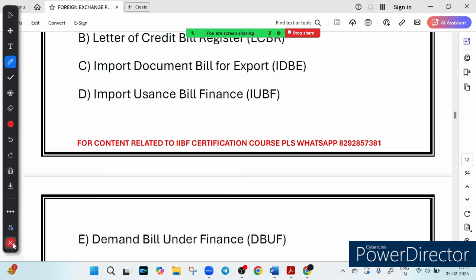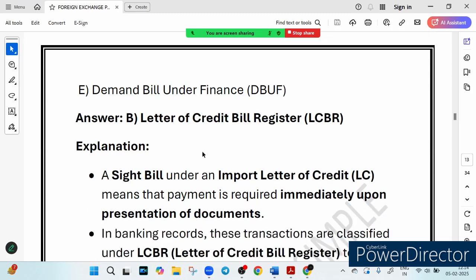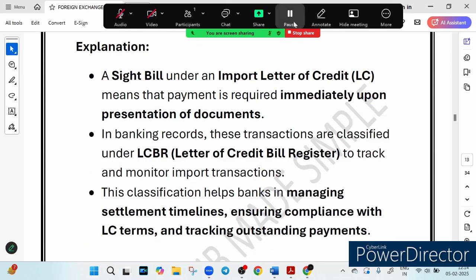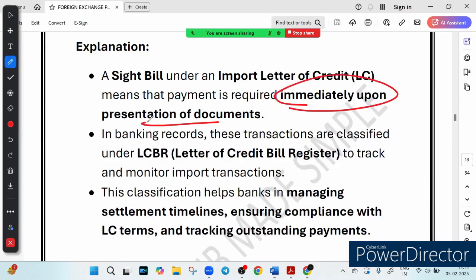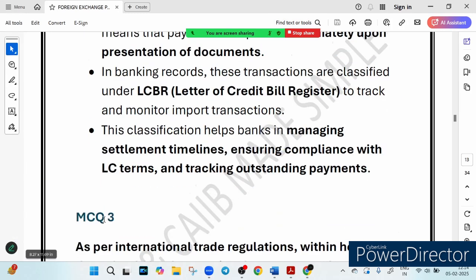We have learned that the sight bill requires immediate payment upon presentation. You can see it clearly written here. It requires immediate payment upon presentation of documents, and it is recorded and tracked under the LCBR, which is the letter of credit bill register. You must know it. And other options like acceptance and endorsement, import usance bill finance, demand bill under finance do not apply to the sight bill because they either involve time-based payment or financing. I hope this makes your concept crystal clear now. Right, now let's move to the next question.